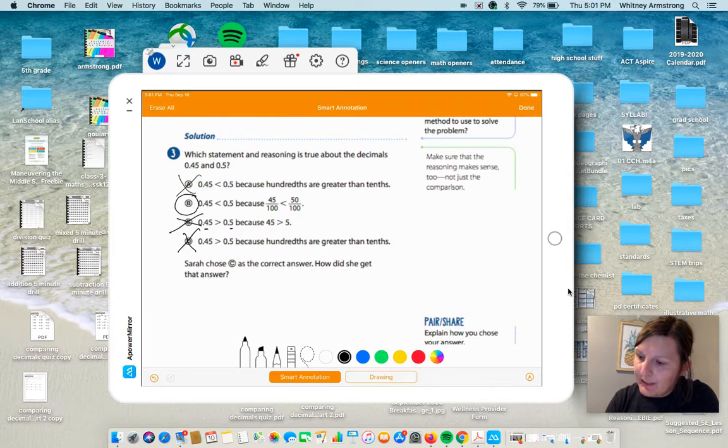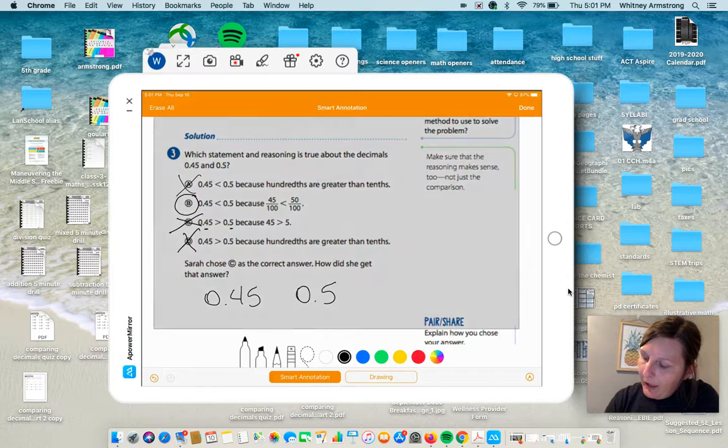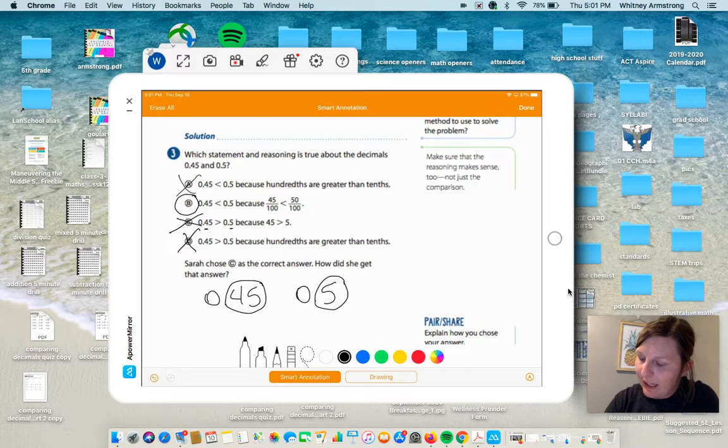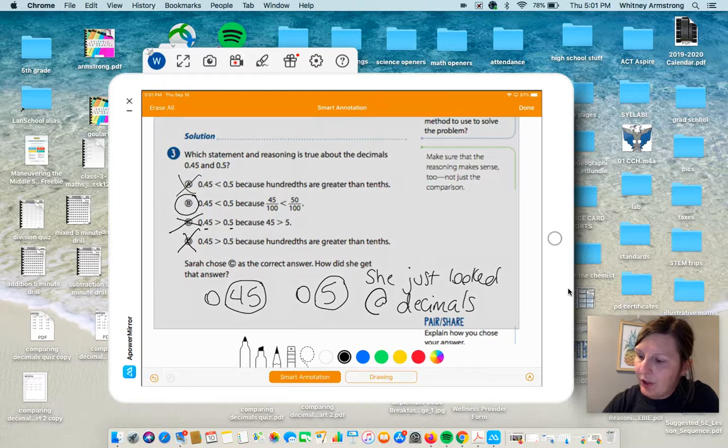It says Sarah chose C as the correct answer. How did she get that answer? Okay, so what Sarah did is she looked at 0.45 and 0.5 here. And what she did, I think, is she just took the decimals off and compared the two. So that's how she made her mistake. So she just looked at the decimals, okay? All right. Now that is true, but remember, when you're actually comparing, you have to do 0.50. You have to add that 0 to it, okay?